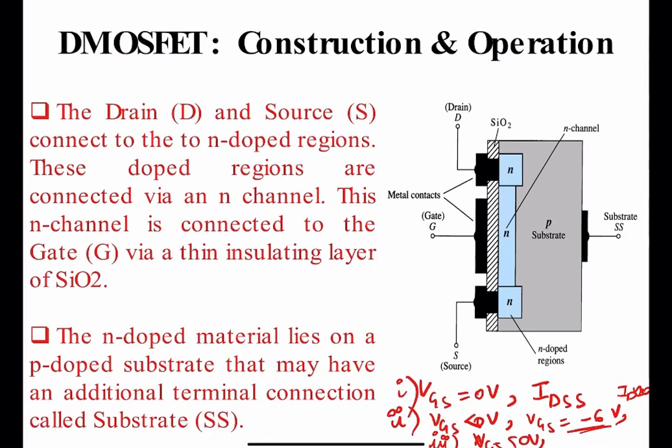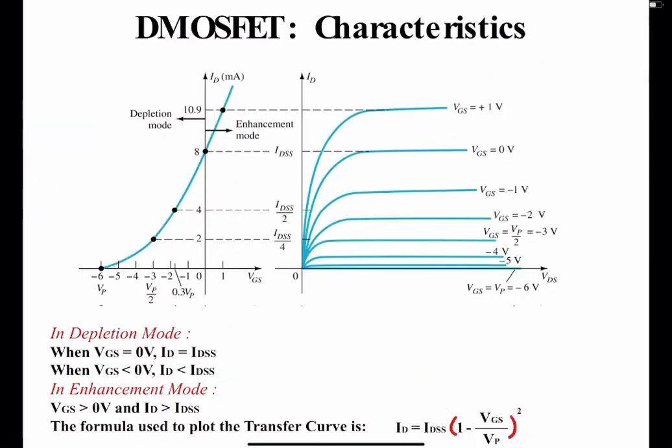The operation of this depletion MOSFET you can see in the characteristics. These are the characteristics of depletion MOSFET. These characteristics show the drain characteristics as well as the transfer characteristics. To the right are the drain characteristics. Drain characteristics means the curve between VDS and ID, but transfer characteristics means the curve between VGS and ID, as you can see in the figure.